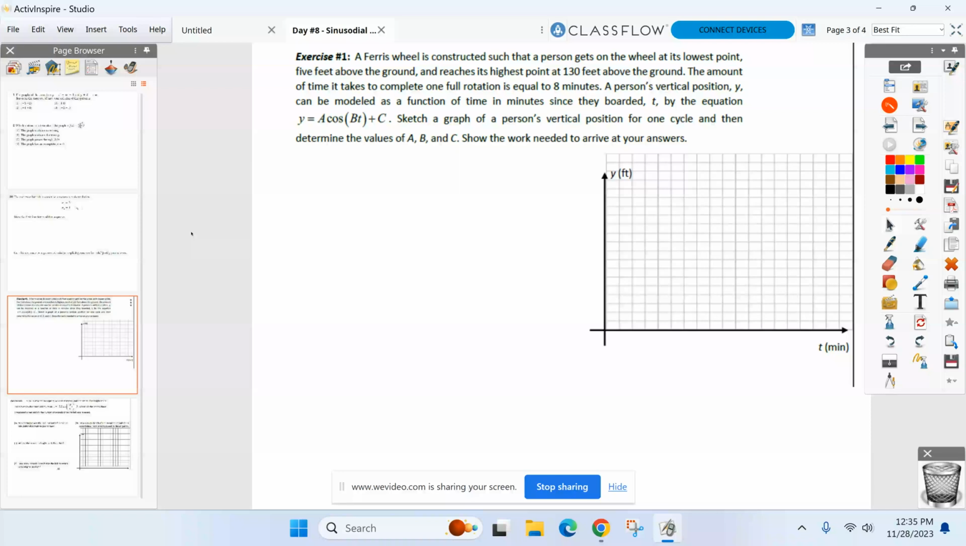By now I like to find the letters first before I graph. I always like to graph last because I do need those A, B, and C values to graph.